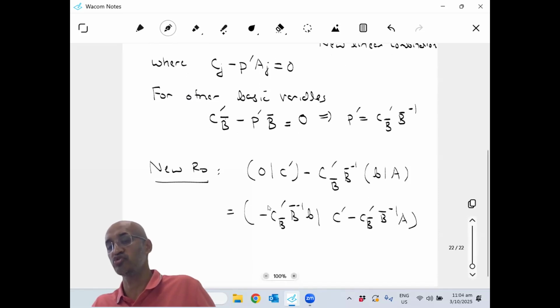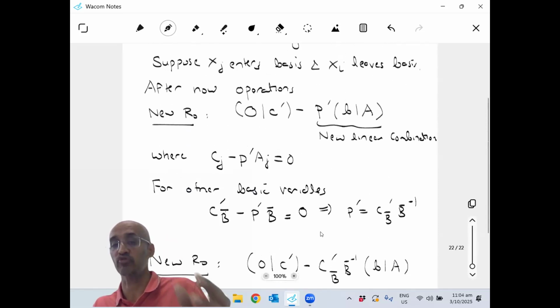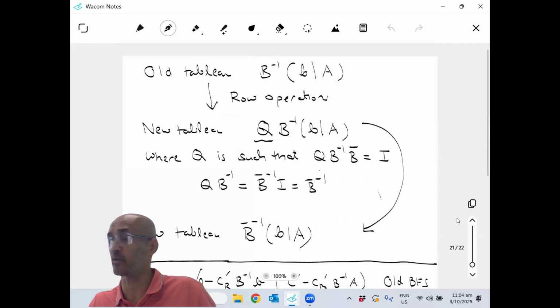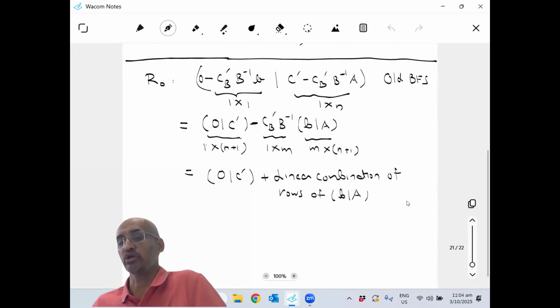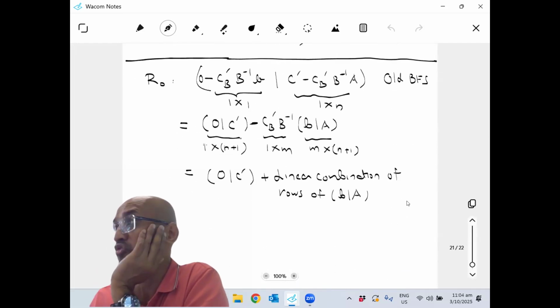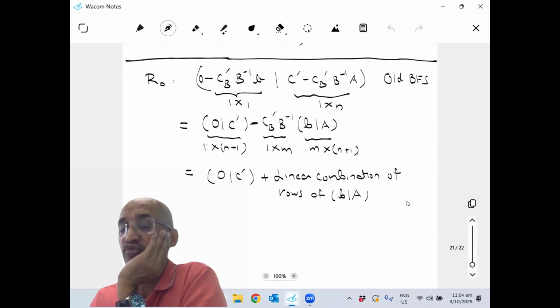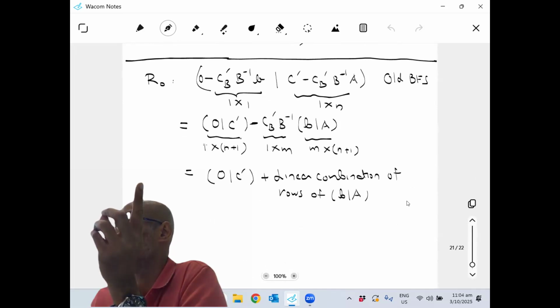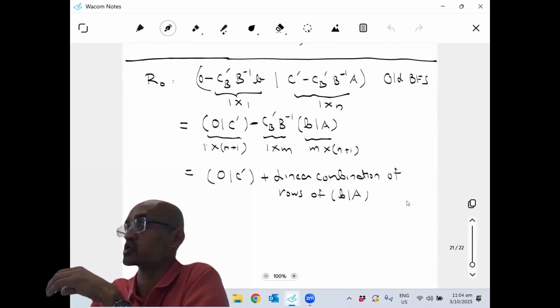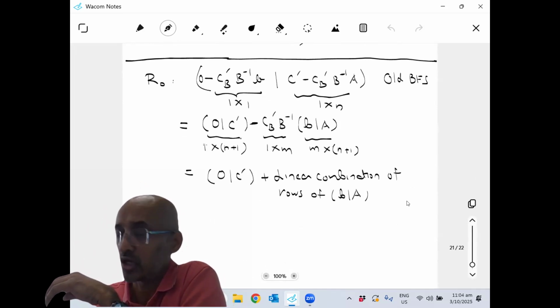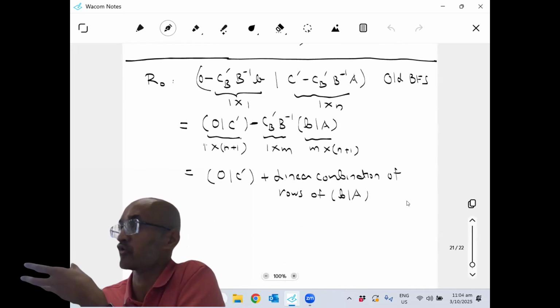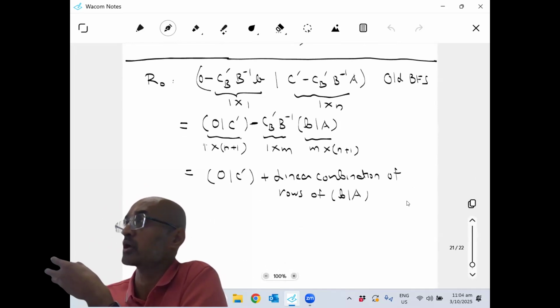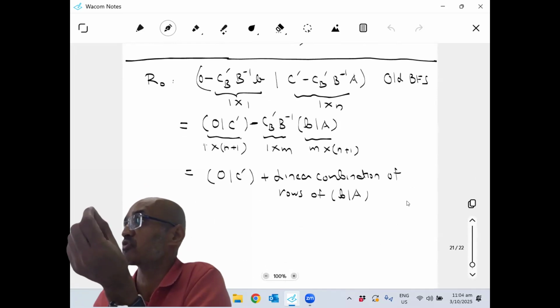So the top row is changed correctly. Maybe I went a bit quickly here, but my top row is originally stored in this form. It's some linear combination of the rows of B and A using the original basis matrix B. I want to argue that after doing my row operation, it becomes another linear combination of rows, except now I'm using the new basis matrix inverse.